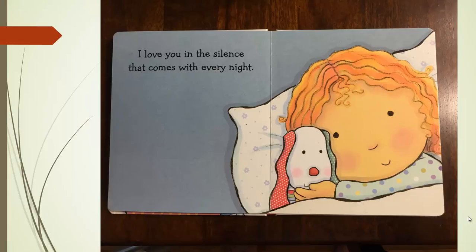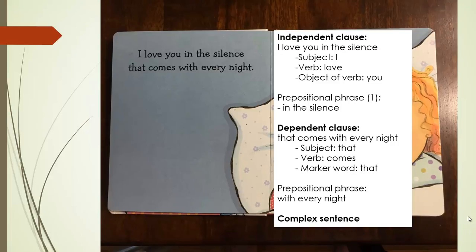What is our next group of words? That comes with every night. Now, do we have a set of subject and verb? This one is not quite as clear as the previous two examples, but this is a dependent clause. If you'll remember our that which video, those are relative clauses. It's a type of dependent clause. And in these situations, the dependent marker word or relative pronoun is actually serving as the subject and the marker word at the same time. So let's take a look at that.